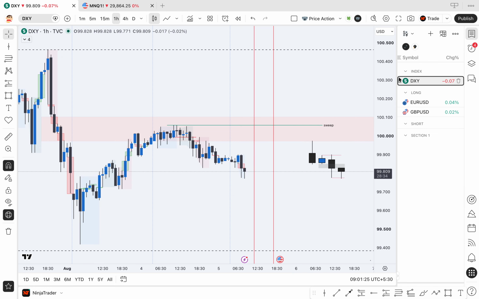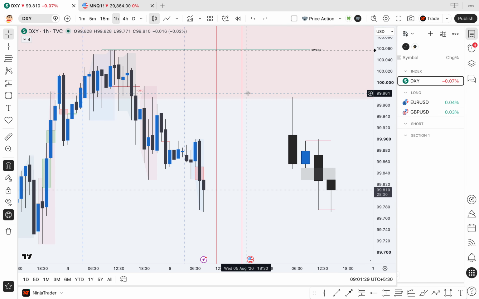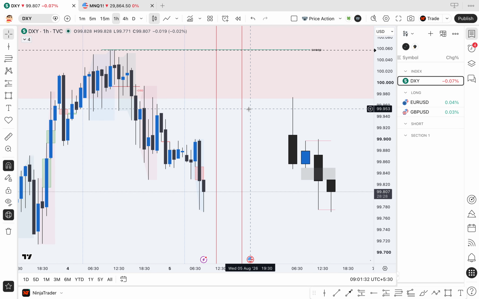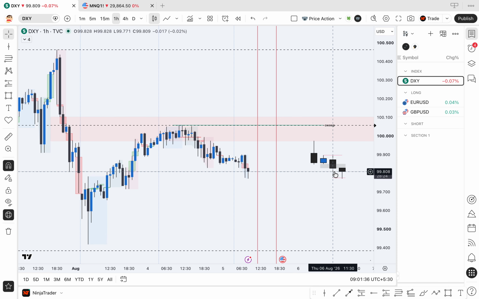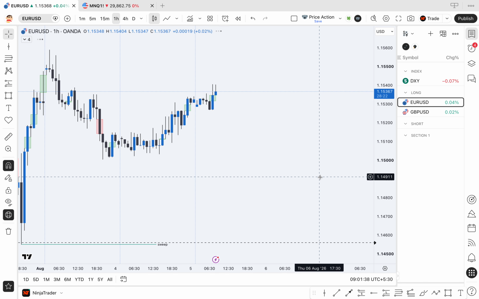So that's my analysis for DXY. I will set an alert here, and most likely my trade will come in New York. If price just decides to go down, I cannot do anything. I have to come back again tomorrow and do my analysis again.